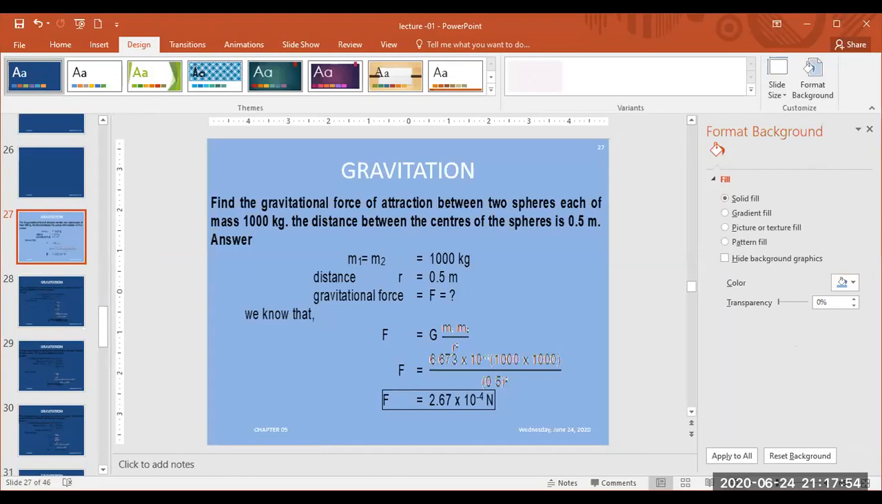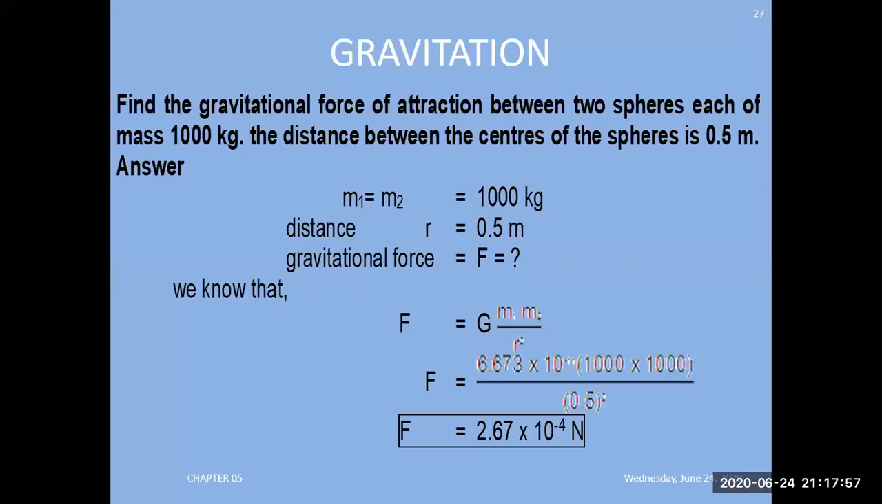So here it is. First, our question is to solve some gravitational problems. Find the force of gravitation between two spheres, each of mass 1000 kg. The distance between the centers of the spheres is 0.5 meter. You are asked to calculate the gravitational force of attraction.